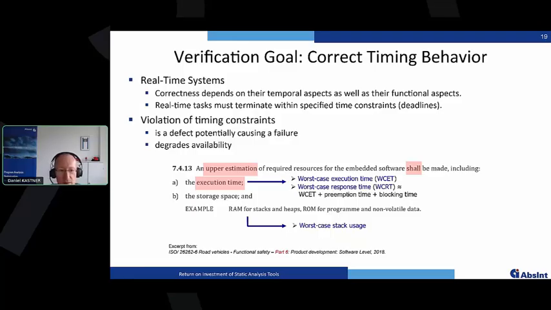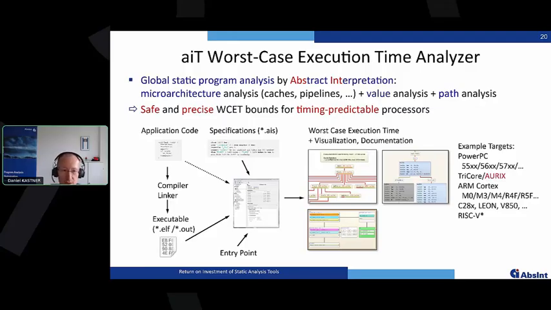And when talking about execution time, it's necessary to distinguish between the worst case execution time and the worst case response time. So that means you have a piece of code, a task or an interrupt service routine, and you want to know how long the instructions of this task or interrupt service routine need to execute on this particular hardware. And then, if you have a multitasking system, it can be that this task is preempted or blocked. So the worst case response time then is the worst case execution time plus the time where the tasks are preempted or blocked.